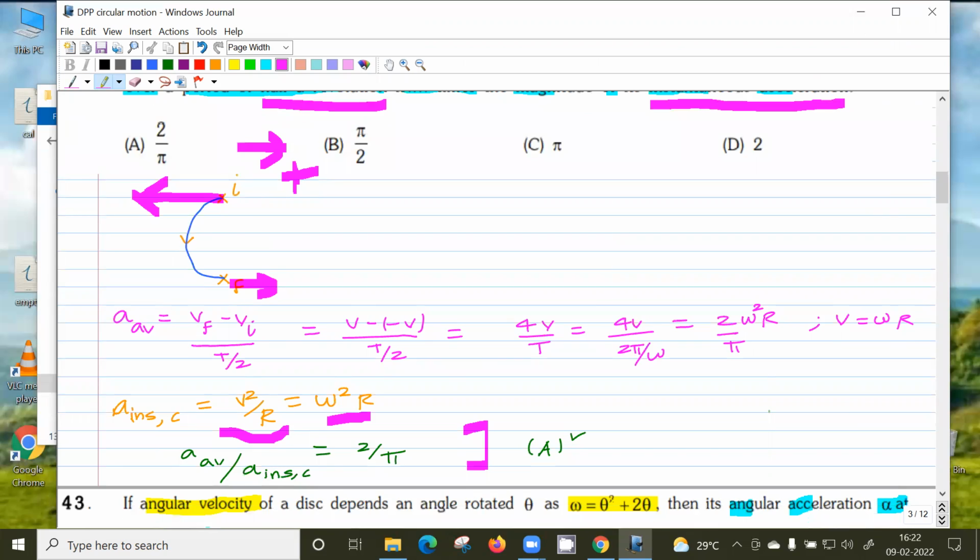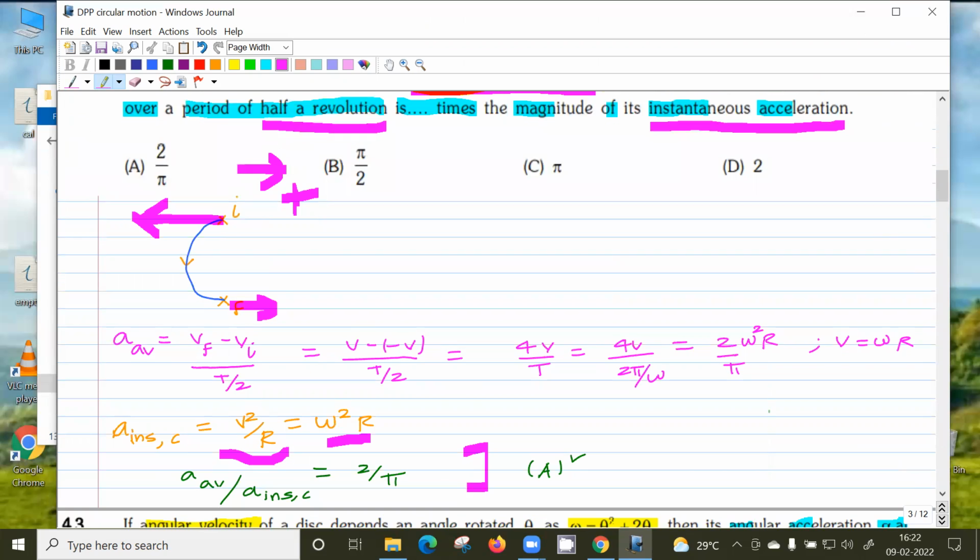So just remember, I didn't use that velocity concept, sir. Like average acceleration is equal to 2v squared by pi. Yesterday we did not, sir. Okay. Right.